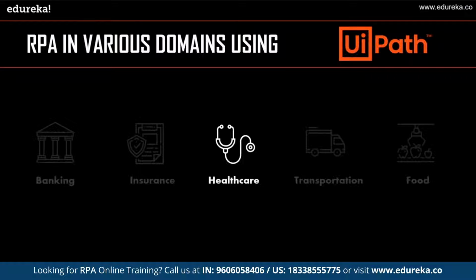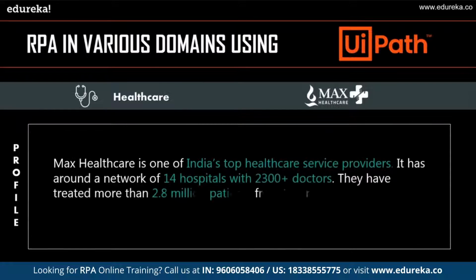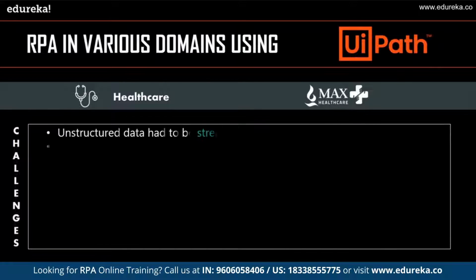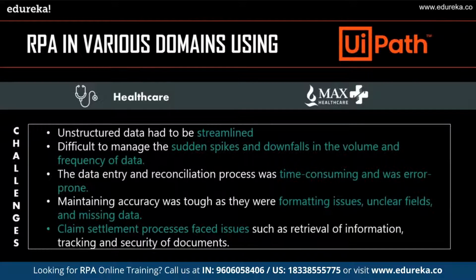So to explain how RPA is used in healthcare, I've considered the institution Max Healthcare. Max Healthcare is one of India's top healthcare service providers and has a network of 14 hospitals with more than 2,300 doctors. They've also treated more than 2.8 million patients from 130 nationalities. Now, one of the major challenges faced by Max Healthcare was to process large volumes of patient transactions while simultaneously ensuring the security and the accuracy of documents.